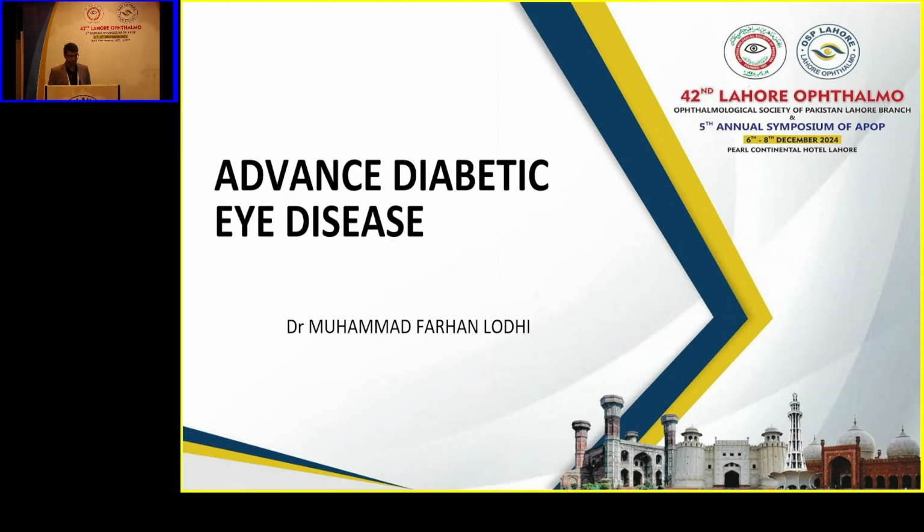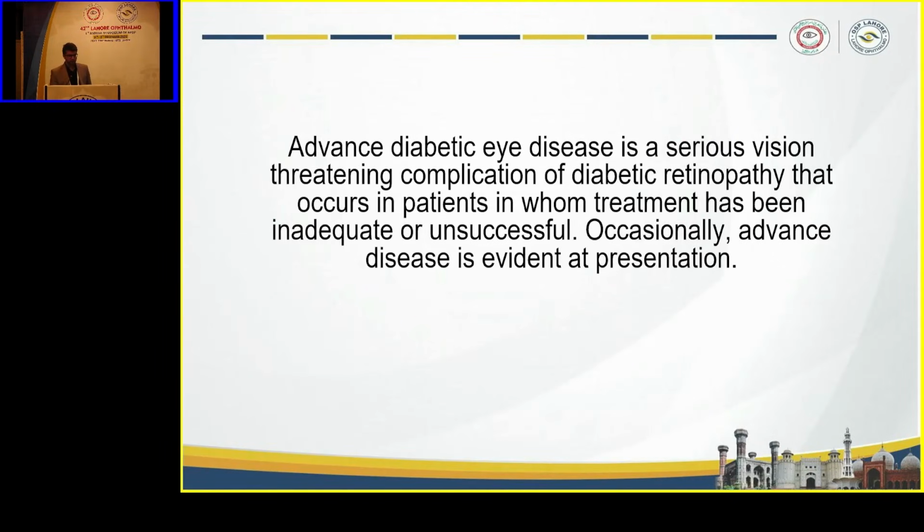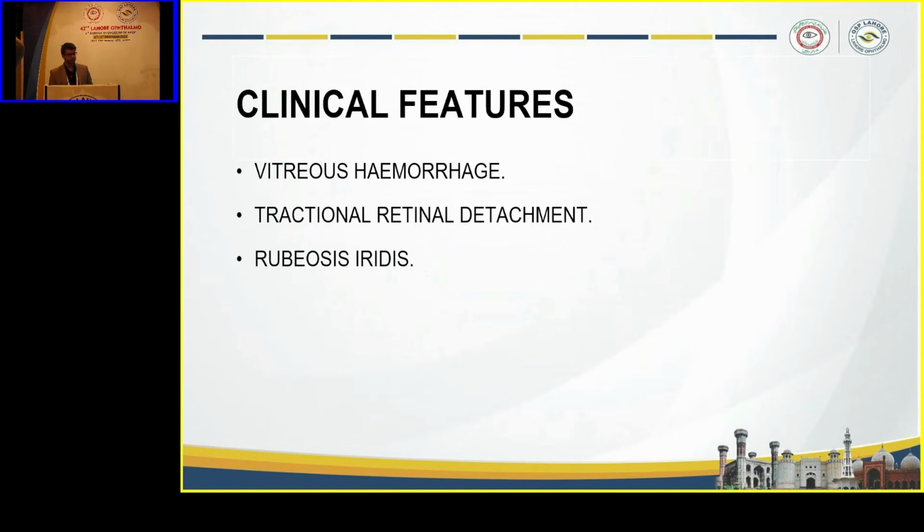Assalamu alaikum. My name is Dr. Mohammad Farhan Lodi. I am here to discuss the introduction of advanced diabetic eye disease. Advanced diabetic eye disease is a serious vision-threatening complication of diabetic retinopathy that occurs in patients in whom treatment has been unsuccessful or inadequate. Occasionally, advanced disease is evident at presentation. Some of its clinical features are vitreous hemorrhage, traction retinal detachment, and rubeotic iritis.